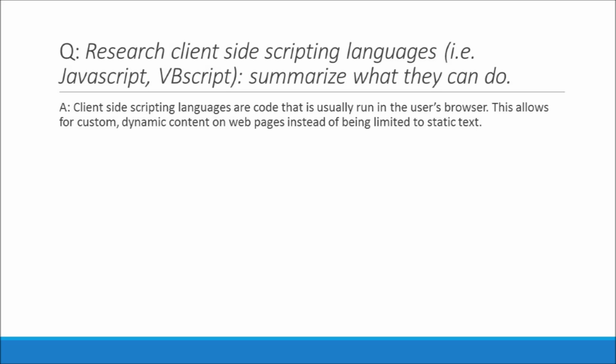Research client-side scripting languages, such as JavaScript, VB, and summarize what they can do. So very simply put, client-side scripting languages are code that's usually run in the user's browser, and this allows for custom dynamic content on web pages instead of being limited to static text. So you could use client-side scripting languages to display a warning message if the user tries to enter data that is invalid. You could convert data that was input into all caps. You could even let the user change colors on a page interactively.